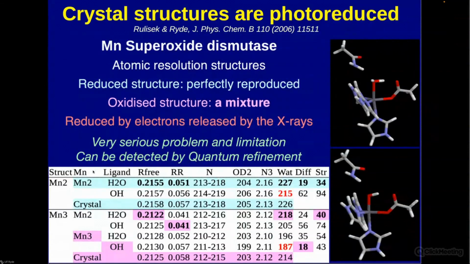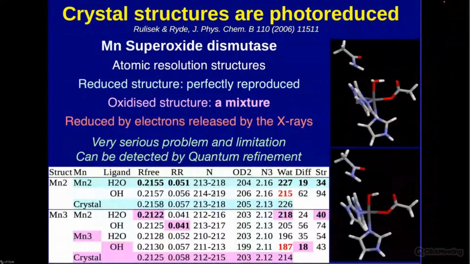And for the reduced, all results looked very good. We compared water against OH, and in all cases, the R3 factor, the residue R factor, the manganese-water distance, the total difference between all the metal-ligand distances, and also the strain energy, were always better for water than for OH. So for the reduced state, we can clearly say that it binds a water molecule.